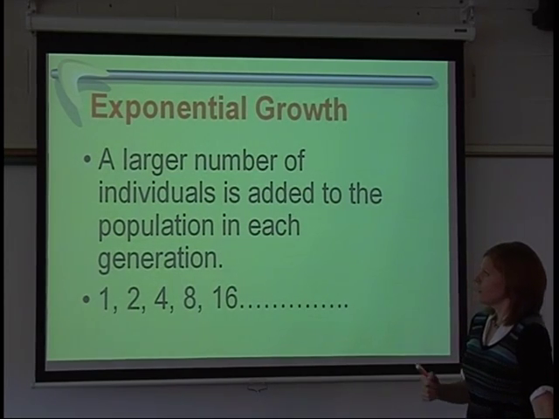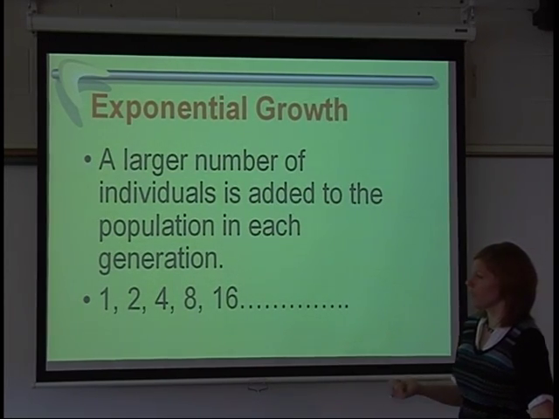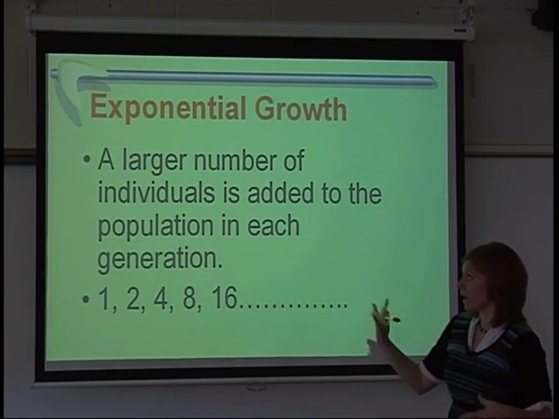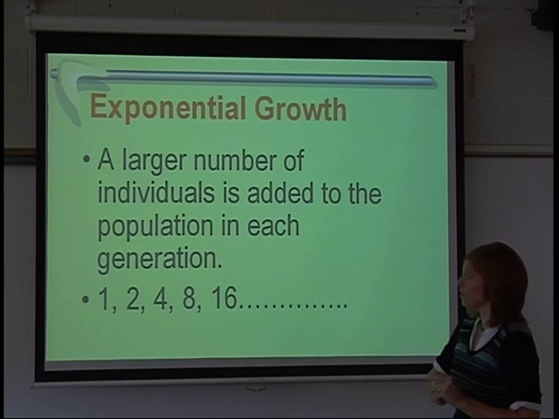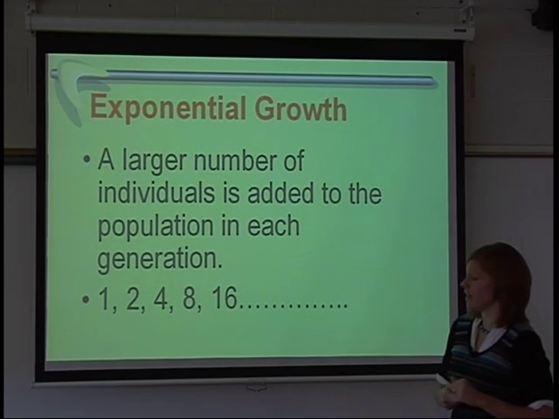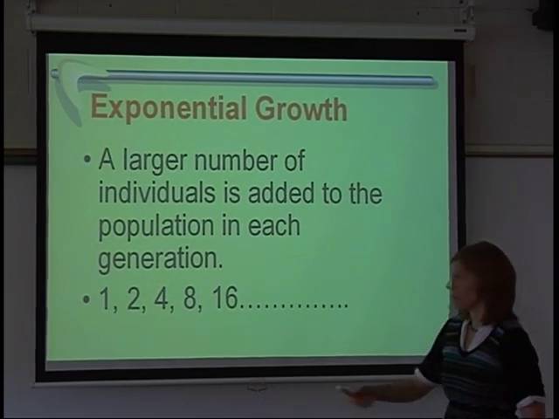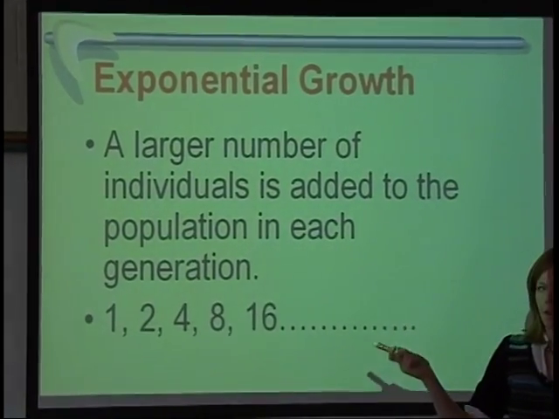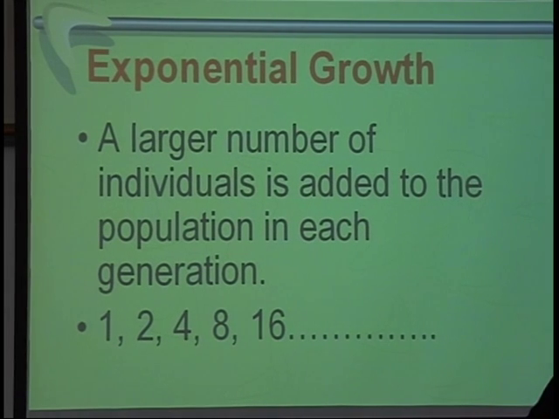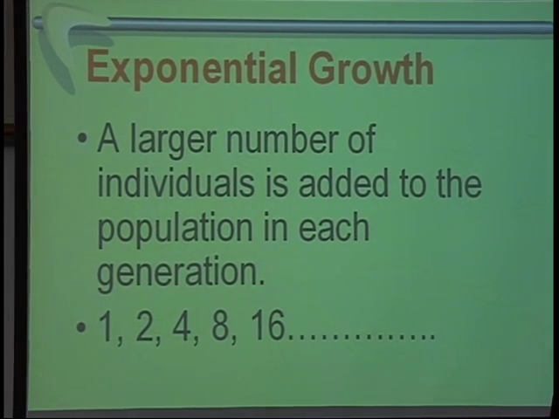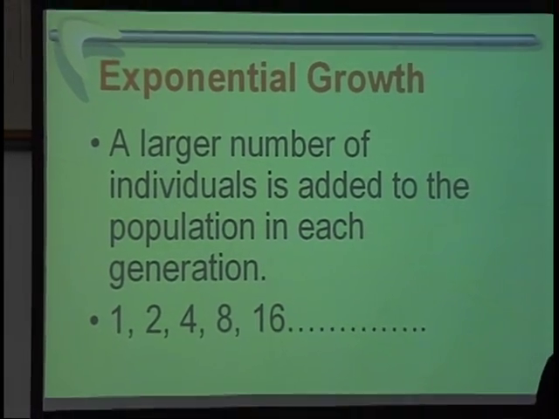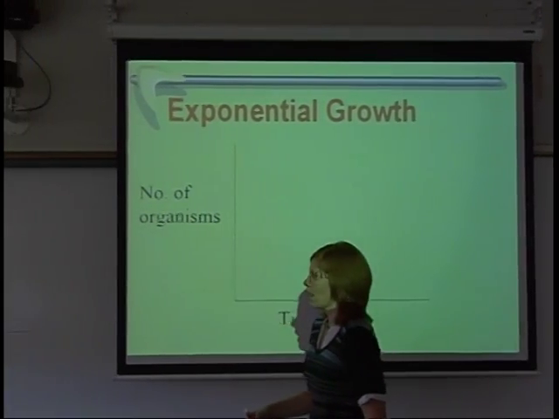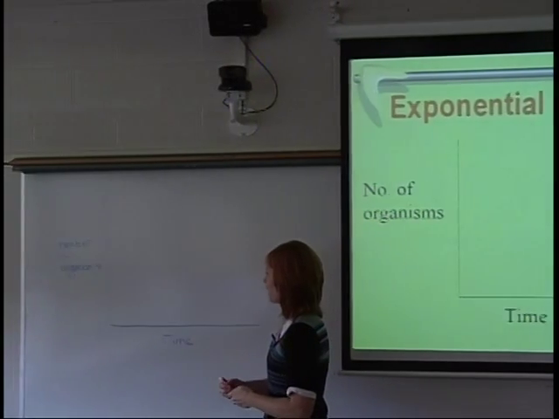So we have a term called exponential growth, and especially with humans, we've been seeing a lot of exponential growth. It's the rapid increase of a population. A larger number of individuals is added in each generation, and technically it would mean that the number is constantly doubling over and over. As far as humans go, we've seen lots of exponential growth in the human population, especially the last 100 years. So I want to show you what the actual graph of exponential growth would look like.